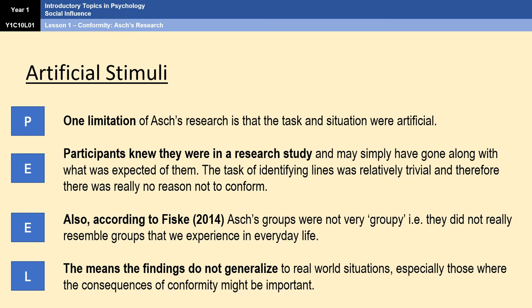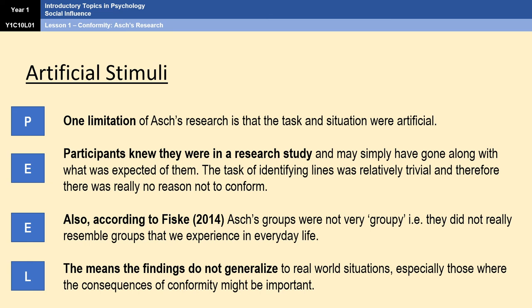And then the final evaluation point is a methodological issue, and that is that the task and the situation in Asch's research were incredibly artificial and didn't reflect how conformity would work in the real world. Firstly, participants knew they were in a research study, and they may simply have gone along with what was expected of them, thereby demonstrating demand characteristics and not acting naturally. Furthermore, identifying line lengths is a trivial and unimportant task with zero consequences attached to it, and so there wasn't really any reason not to conform.